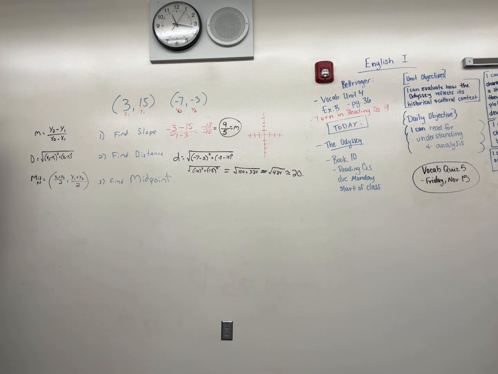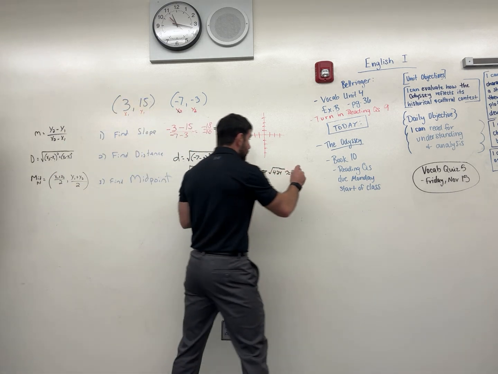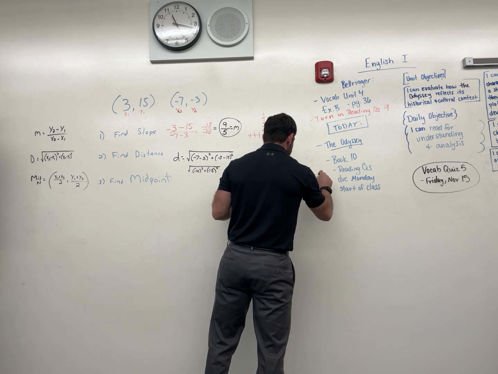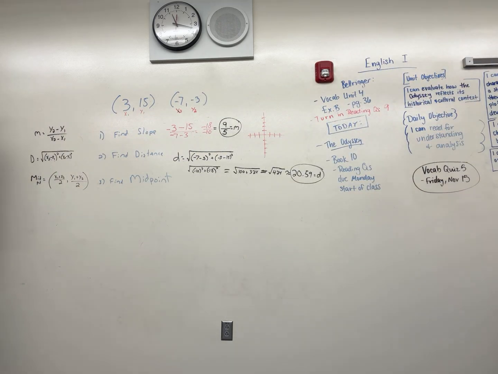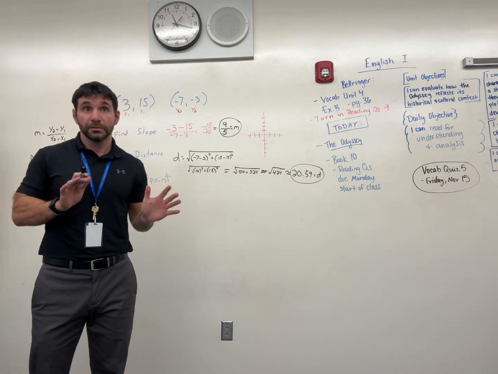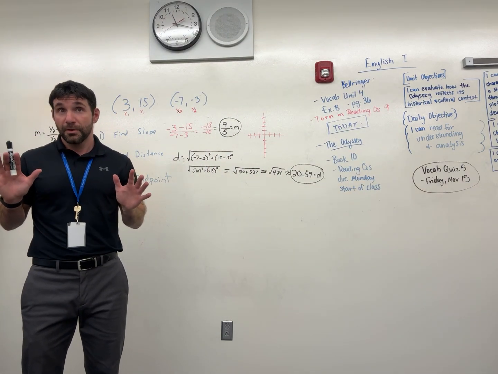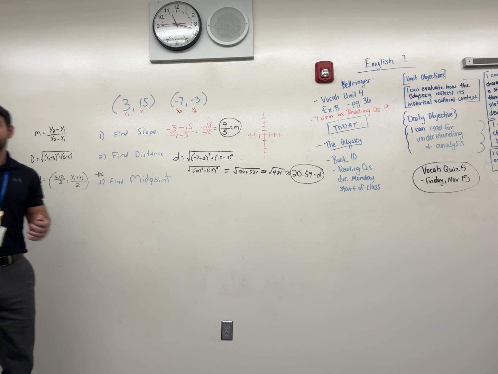Square root is the second x squared. So 424. Tell them what we get. 20.59. So 20 and 59 hundredths is my distance. This is what I got. Okay, that's fine. Questions on this? I got that one wrong. You got that one wrong? Okay.